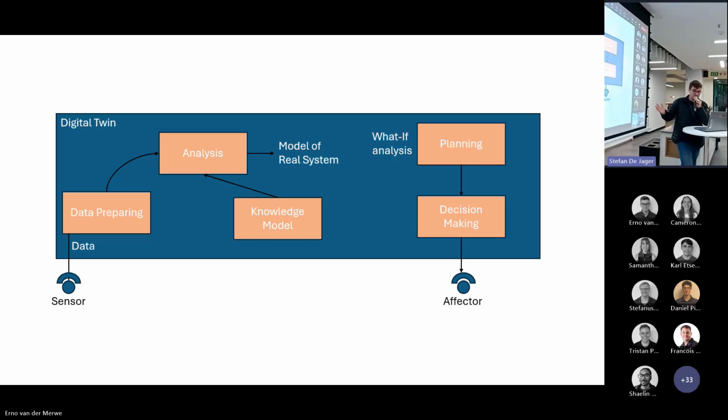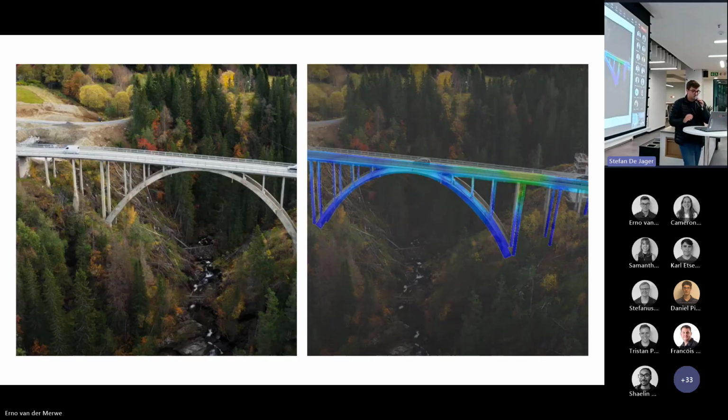There's AI, modeling, planning, decision making, all just to create a comprehensive version of the real system. Now let's look at a real example of a digital twin. In Norway, they are busy creating digital twins of all of their bridges, right? So virtual versions that they are trying to use to predict the future, essentially. And this is a real story.